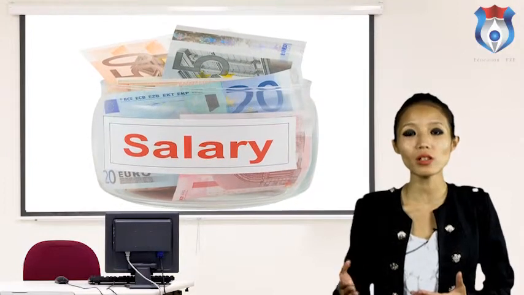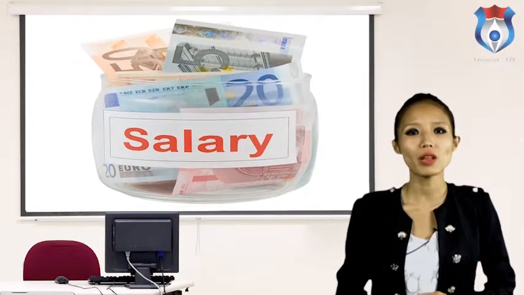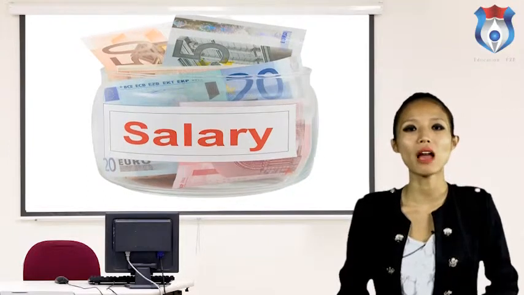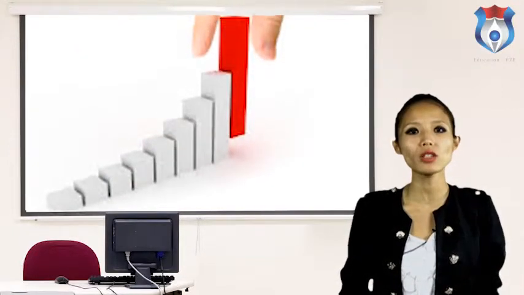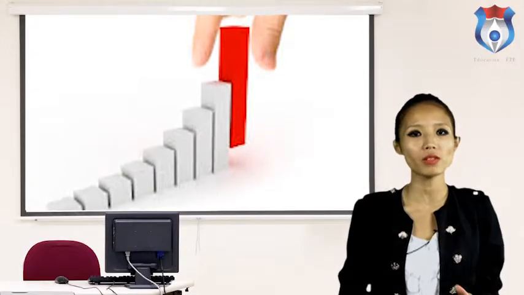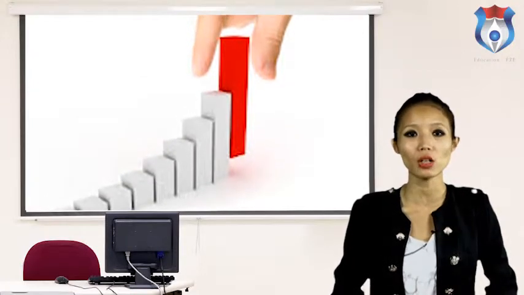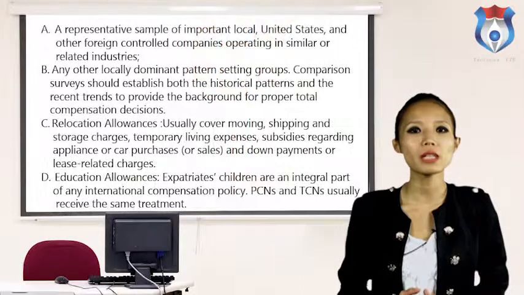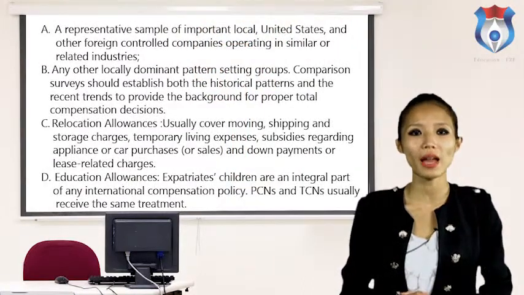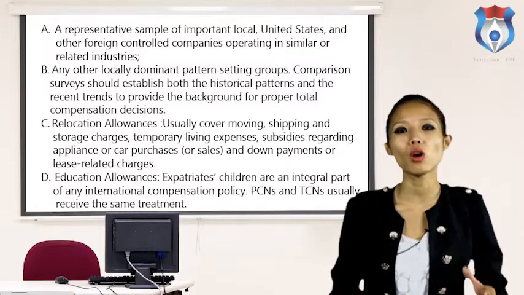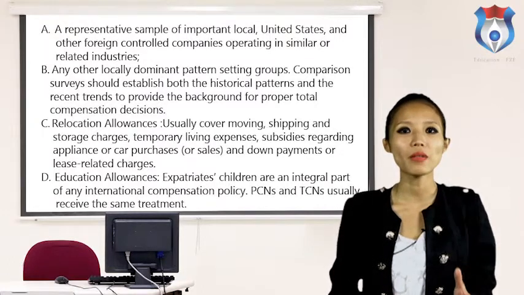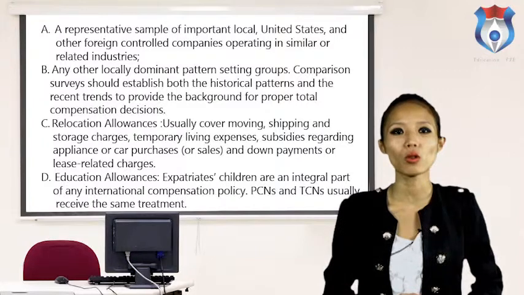If the base salary is wrong, everything else is wrong, because bonuses and benefit plans usually are related to base salary. Local competitiveness can be established periodically on the basis of a total comparison of all elements of compensation, including a representative sample of important local, United States and other foreign-controlled companies operating in similar or related industries, and any other locally dominant pattern-setting groups.